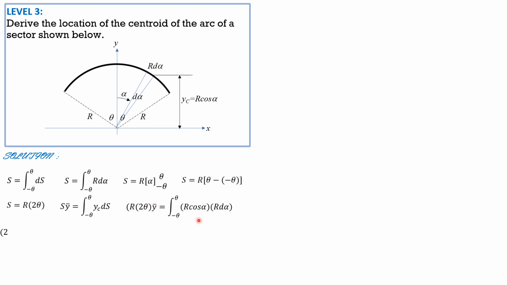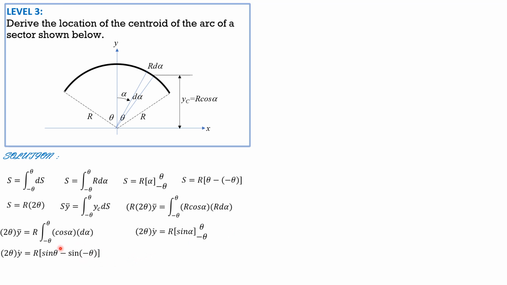Cancelling out r, so 2 theta barred y equals r integral of cosine alpha differential alpha. The integral of cosine alpha is sine of alpha. So 2 theta barred y equals r sine alpha from negative theta to theta. So 2 theta barred y is r quantity sine of theta minus sine of negative theta.